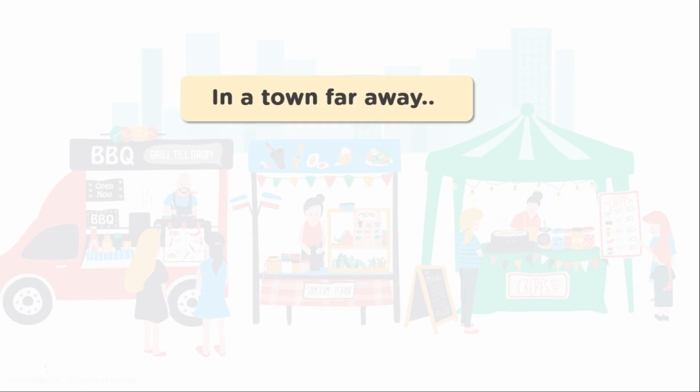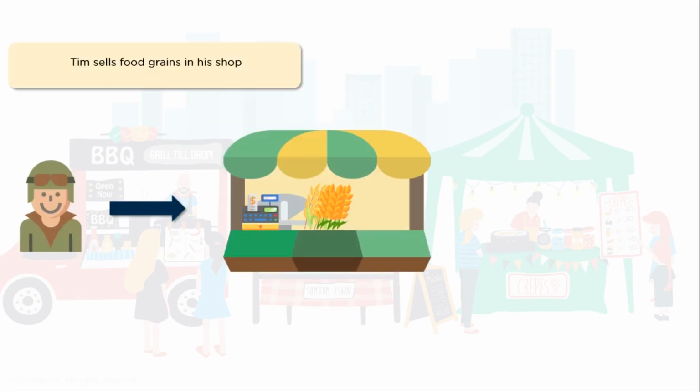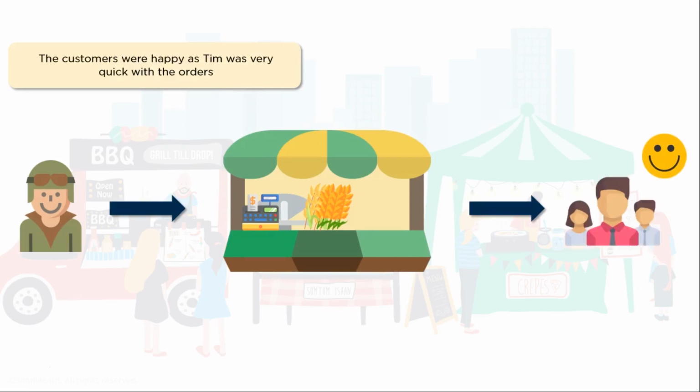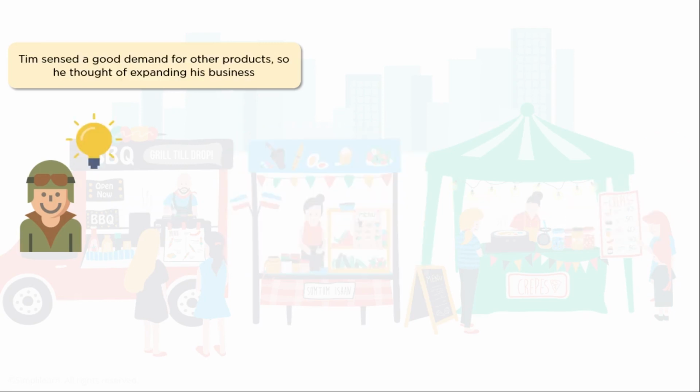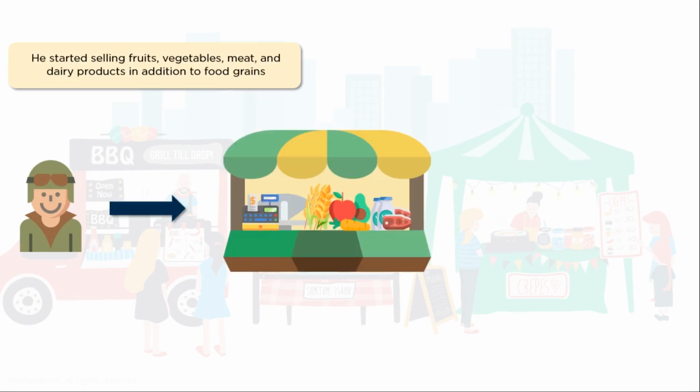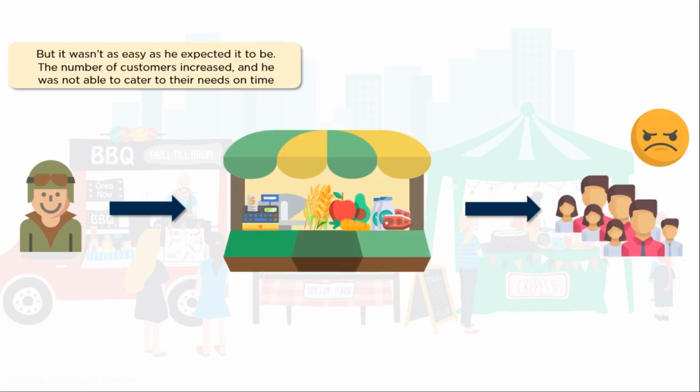Now let's understand that with an analogy. Just imagine in a town far away, Tim sells food grains in his shop. The customers were happy as Tim was very quick with the orders. And Tim sensed a good demand for other products, so he thought of expanding his business. But it wasn't as easy as he expected it to be. The number of customers was increasing and he was not able to cater to their needs on time.